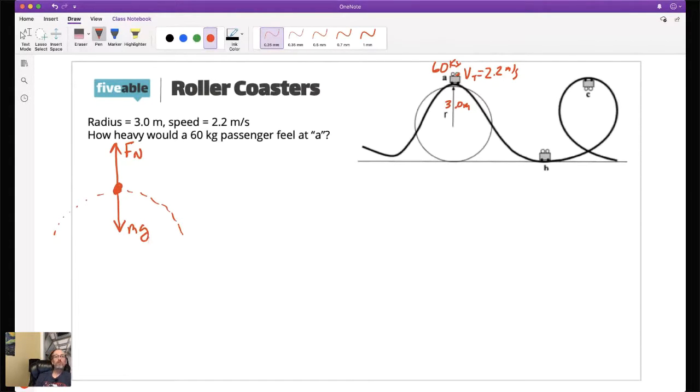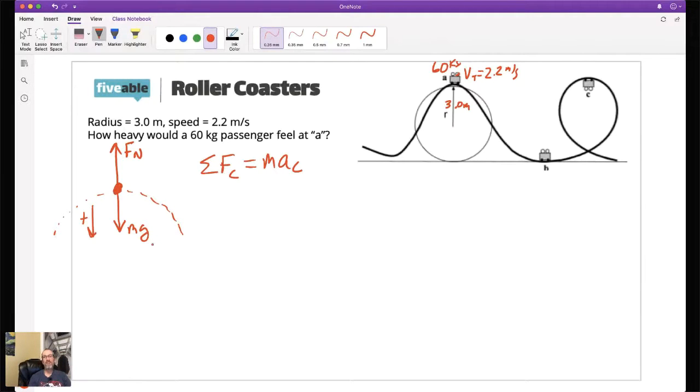But the centripetal force really is a combination of these two. But mg is pointing in that direction. So if that's true, mg is positive. Fn would not be positive. What would it be? It would be negative. So let's figure out how heavy this passenger feels. We need to do the sum of the forces in the centripetal, center-seeking direction, which is equal to m times a_c. From our diagram, we're going to say that down is positive. Why is down positive? Because that's towards the center of the circle.